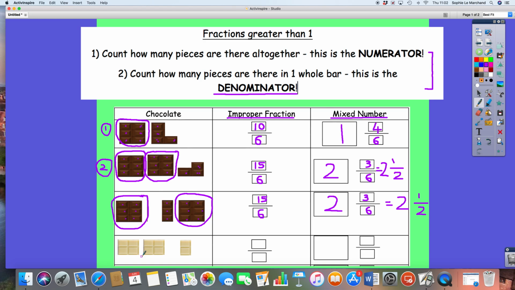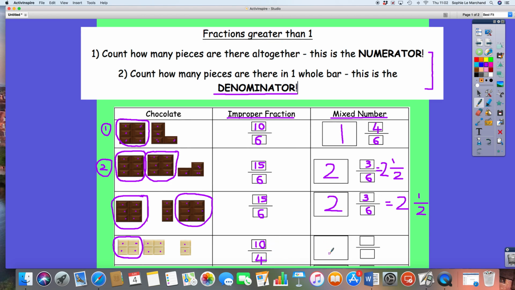Let's try and do one more together. So, first of all, let's look at how many pieces altogether. 1, 2, 3, 4, 5, 6, 7, 8, 9, 10. That's my numerator, 10 pieces altogether. And in this case, how many make up one bar? So here's one full bar. And in this case, I can see that 1, 2, 3, 4. 4 pieces make up one whole bar. So my improper fraction to represent this chocolate would be 10 quarters.